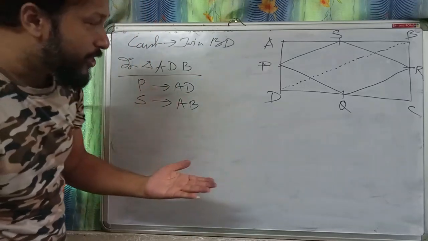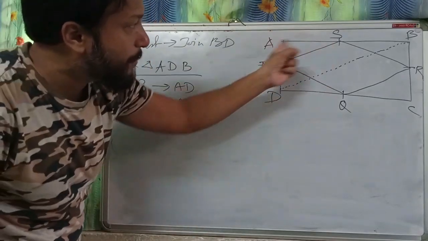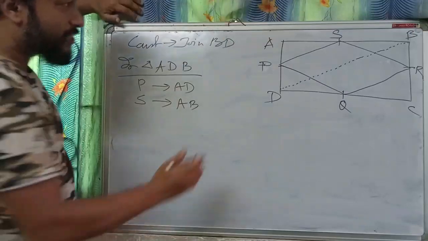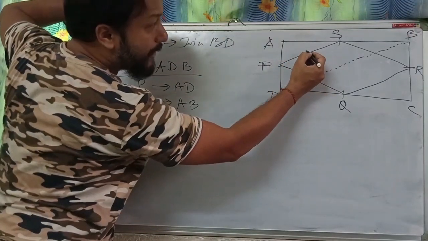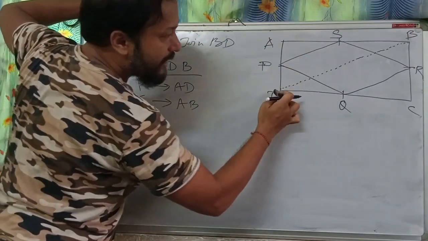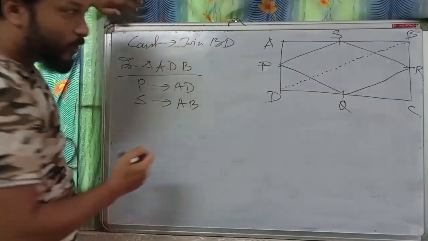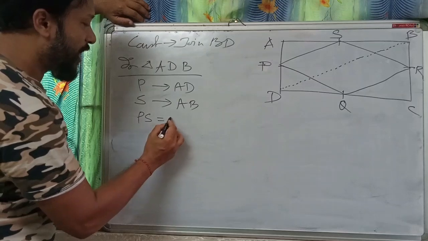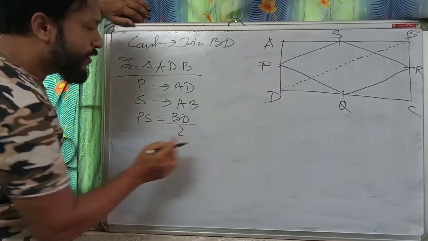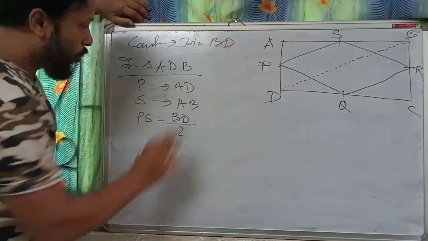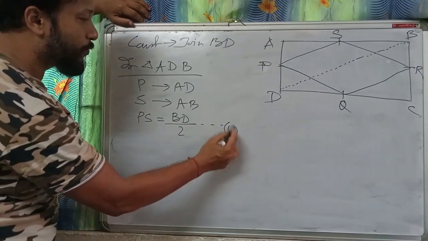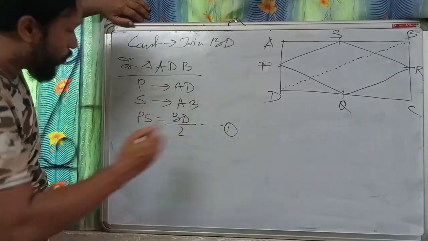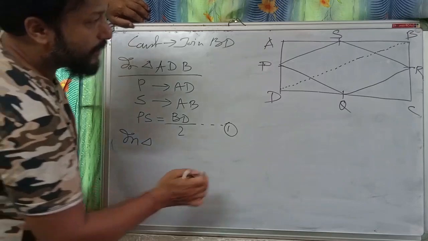We know from midpoint theorem, which we discussed in the first part of the video, that if P is the midpoint of AD and S is the midpoint of AB, then PS is half of BD. PS is half of BD. We have seen this in the first part of the video. So this is your first equation. Understood?